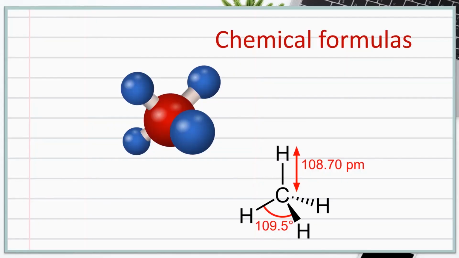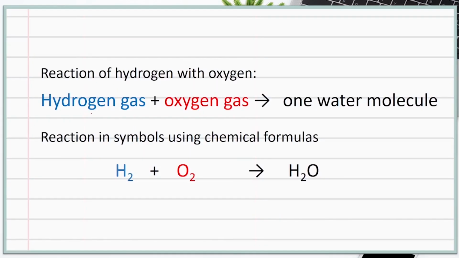Chemists express the composition of molecules using chemical formulas. For example, we can represent the reaction of hydrogen with oxygen to give water molecules using symbols, where hydrogen gas is H2, oxygen is O2, and H2O represents water. Usually formulas contain all types of atoms that the compound is made of.